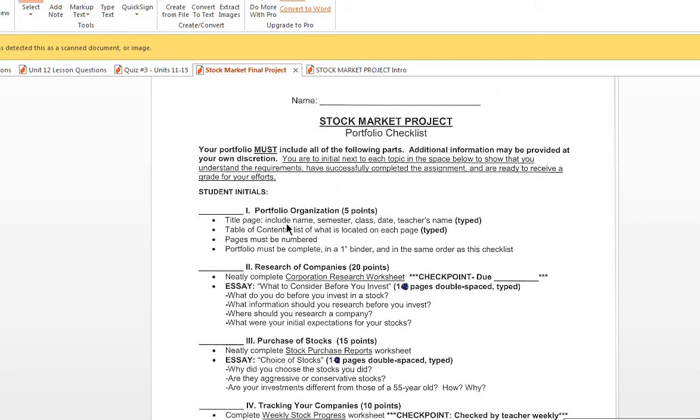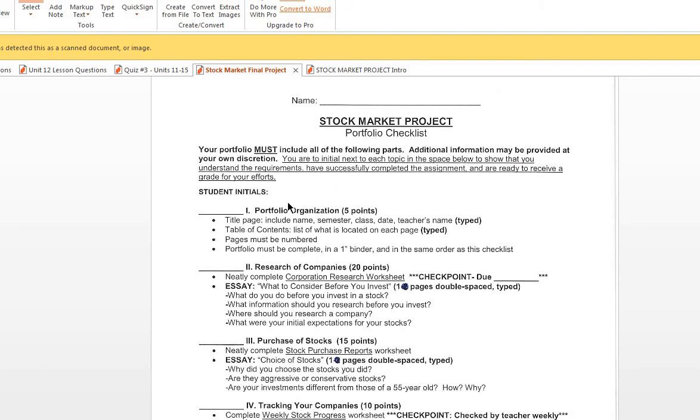So starting with the portfolio organization, I'm looking for pages to be numbered and complete, and you have a table of contents so I know where to find each item. There's nothing worse than getting a portfolio even emailed to me, all scanned in the wrong order, handed in a binder in the wrong way, and so I have to go digging and searching and finding.